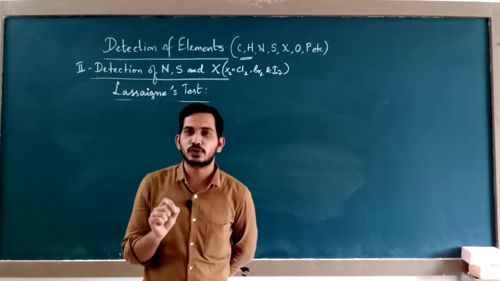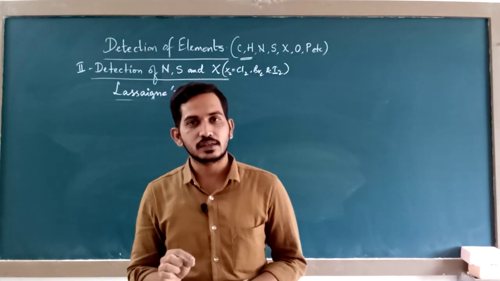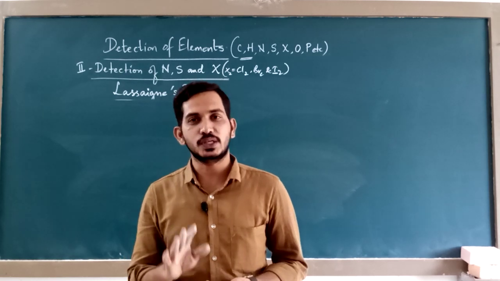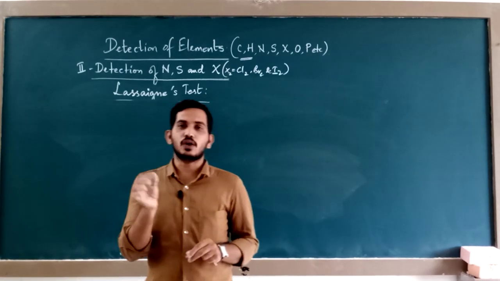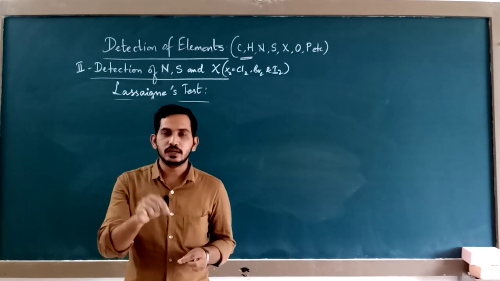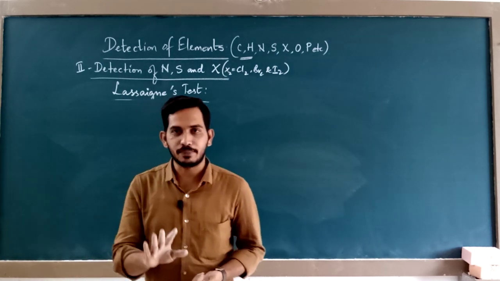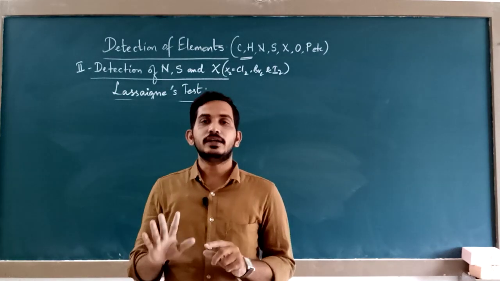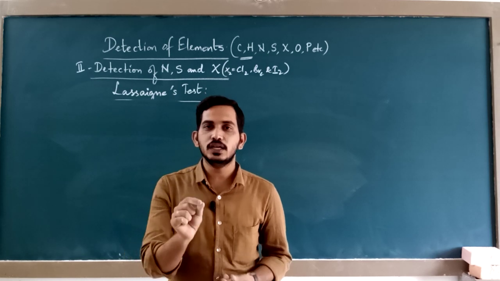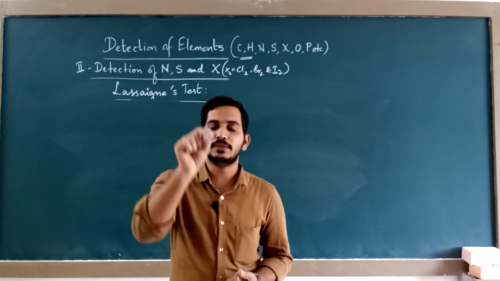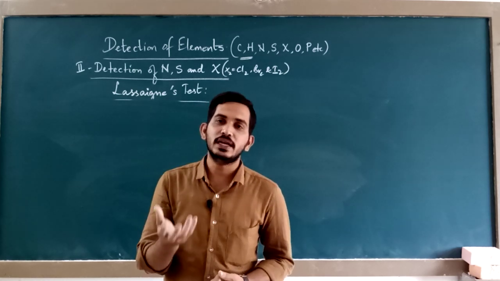A very small piece of sodium metal, about the size of a rice grain, is taken into a sodium fusion tube and heated until all the impurities are gone. Then a pinch or a drop of the organic compound is added over it, heated slowly till the reaction between the organic compound and the sodium metal completes, and then strongly till the ignition tube becomes red hot. The red hot ignition tube or sodium fusion tube is immediately dropped into a china dish containing 5 to 10 ml of boiling distilled water.